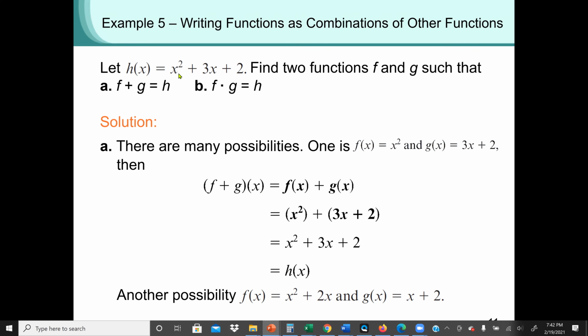Another possibility, as we said, we can use x squared plus 3x to be f, then g to be 2. Or we can use 3x plus 2 to be f, and g will be x squared. Yeah, we get the same answer. Again, this question said we should write two functions, f and g, such that f plus g will give us h.